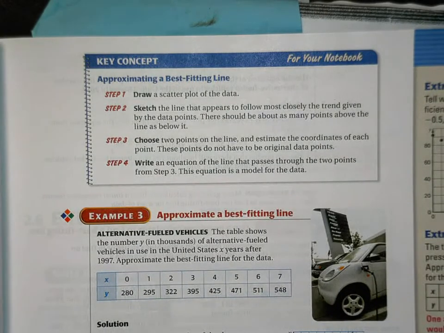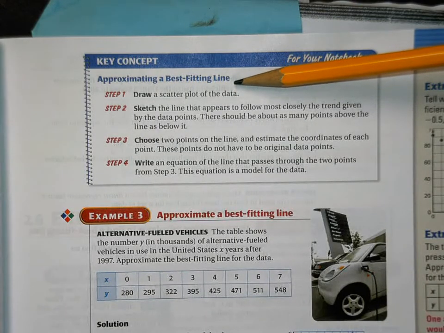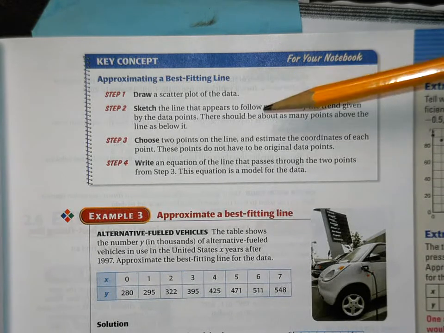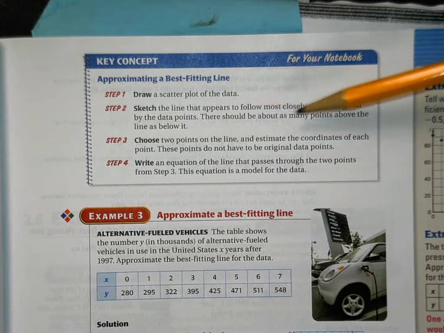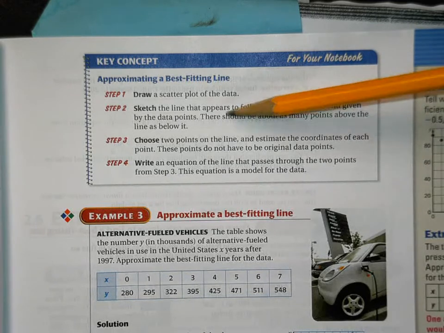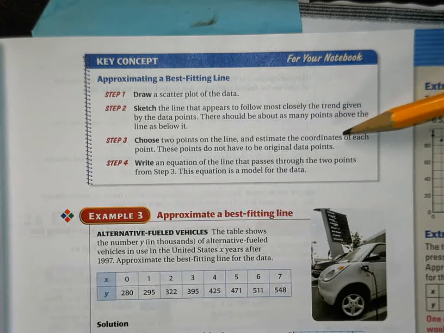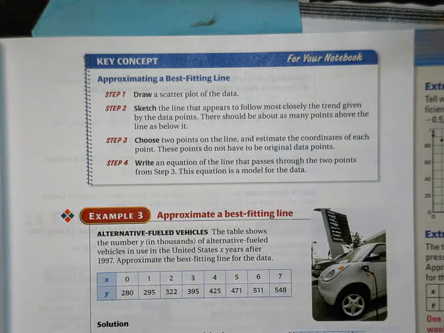Approximating a best fitting line. Once we have data, we want to approximate a best fitting line, a line that best goes through that data. Here are the steps. Draw a scatter plot of the data. Sketch a line that best fits through that data. There should be about as many points above the line as below it. Choose 2 points on the line and estimate the coordinates of each point. Find the slope and write the equation of the line based on that and the y-intercept.